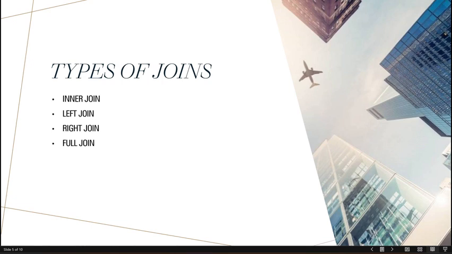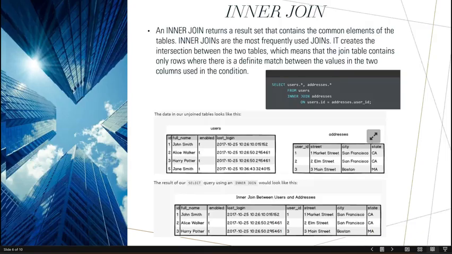Then we're going to go into joins. We have types of joins. You have your inner join, which is the most used, left join, right join, and full join. We'll go into each one of those. So an inner join returns a result set that contains the common elements of the tables. Inner joins are the most frequently used joins.